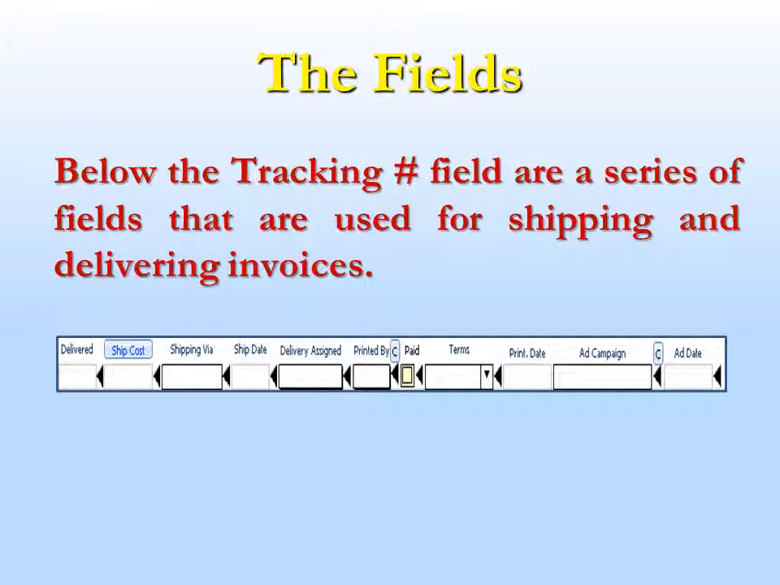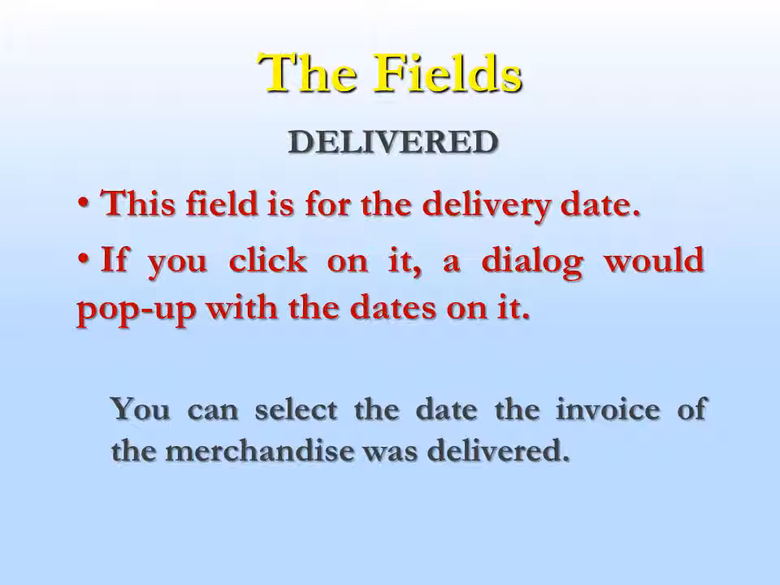Below the tracking number field are a series of fields that are used for shipping and delivering invoices. The field Delivered is for the delivery date. If you click on it, a dialog will pop up with the dates on it. You can select the date the merchandise of the invoice was delivered.